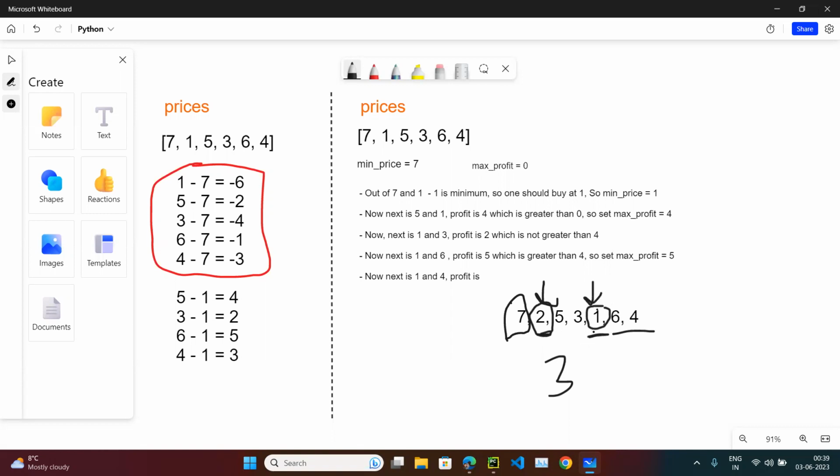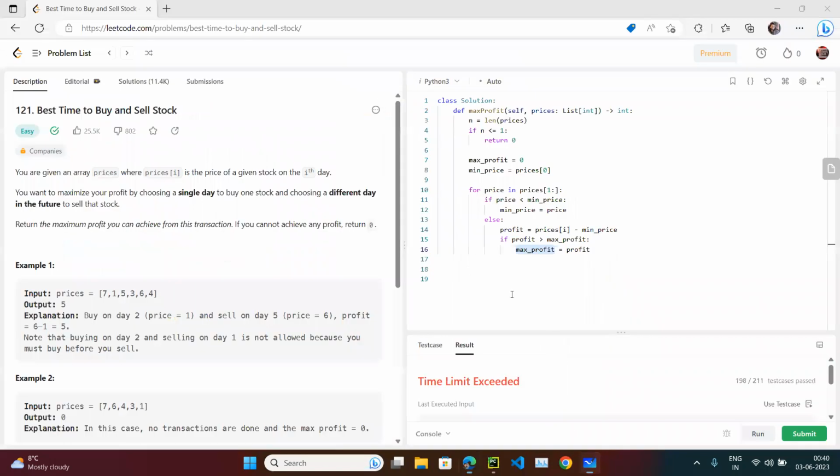All right. So as soon as I find a smaller element, I'm going to assign the minimum element to this element. So I will consider, okay, minimum element is this. Now I'm going to calculate 6 minus 1, 5. Is it greater than the previous one? Yes, now I'm going to update. Then 4 minus 1, 3. Is it greater? No. So the same thing we keep doing, and at the end, we will return max profit. So let's try to run it.